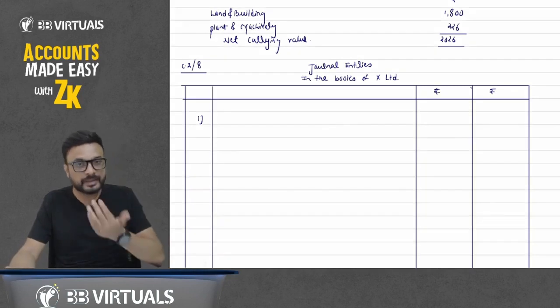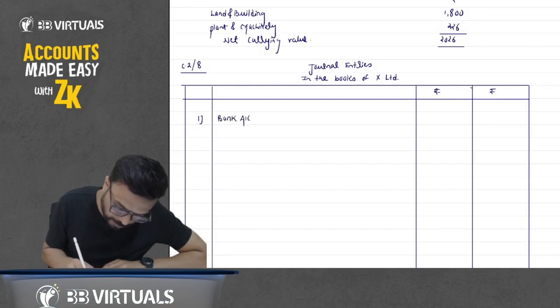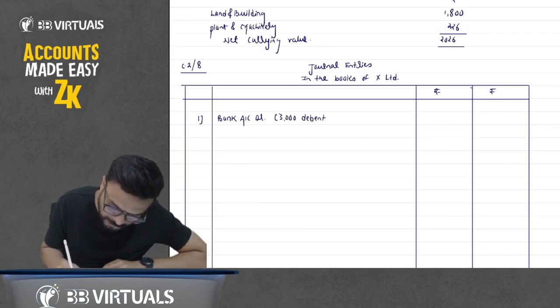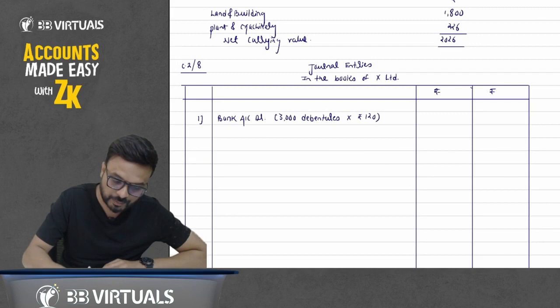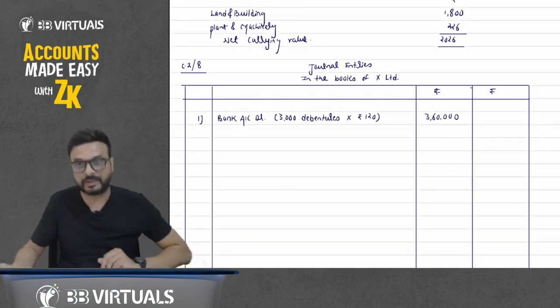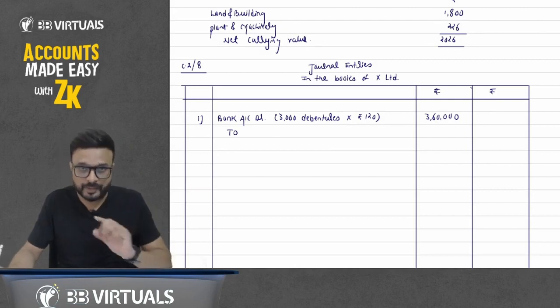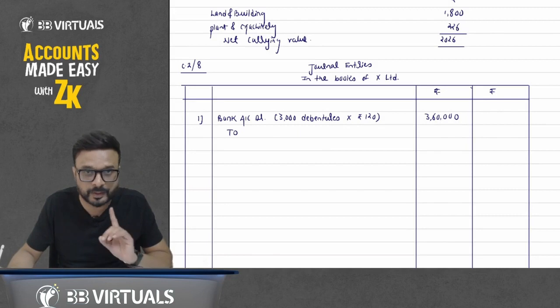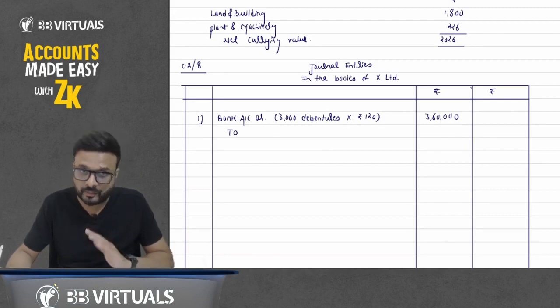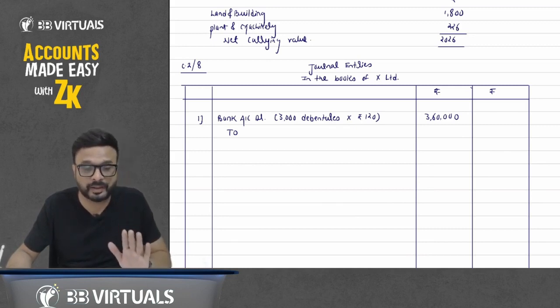So when we issue debenture, we receive amount. Bank account debit. So 3000 debentures, how much are we receiving? 120 rupees. So 3000 debentures multiplied by 120 comes to 360,000. We have issued debenture. Remember, in capital, whenever we issue shares, the capital will always be recorded at face value. Similar for debenture as well. Whenever we issue debenture, it will always be recorded at face value only.